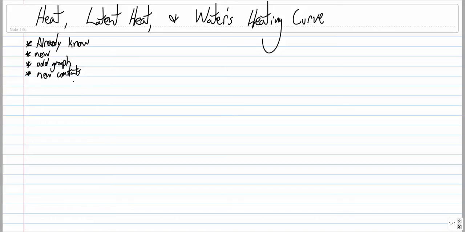Okay, what do we already know about heat? We know that the amount of heat equals mc delta T. That number can be positive or negative. If you're gaining heat, it'll be positive. If you're losing heat, it'll be negative. So we already know that.